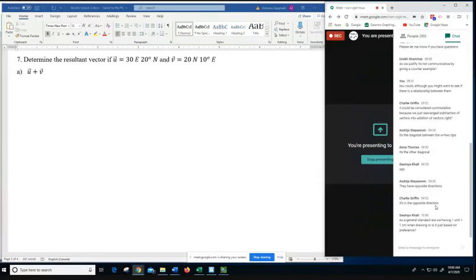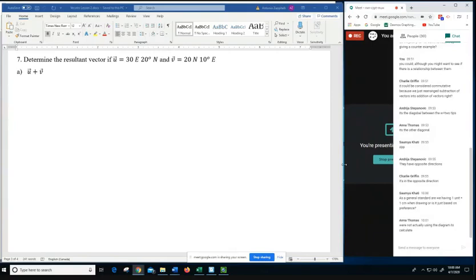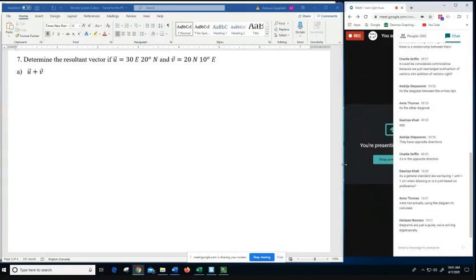Sonia asks, as a general standard, are we having 1 unit equal 1 centimeter when drawing? So the question I have for you, and maybe somebody can tell me why: I'm not going to worry about that at all. Okay? Why am I not going to worry so much about scale? So Sonia, can you think about why, in the end, when I'm drawing this picture, I'm actually not going to worry about the scale at all? There you go. So a good answer is that the diagrams are just a guide.